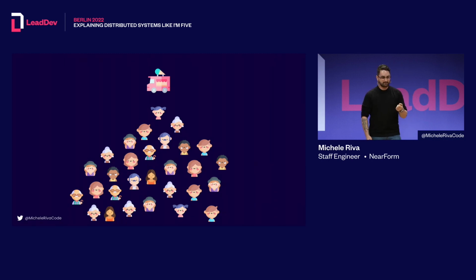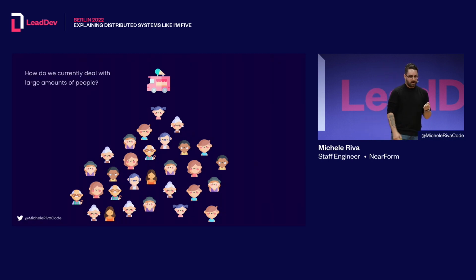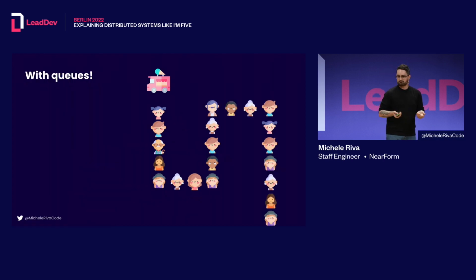But of course, there's a problem. How do we currently deal with the fact that there are a lot of people, everyone wants the same thing at the same time? And let's say this is a cool scenario. How do we deal with that scenario in real life? With queues, of course. Pretty easy. But that's not enough. What if we have a lot of people?